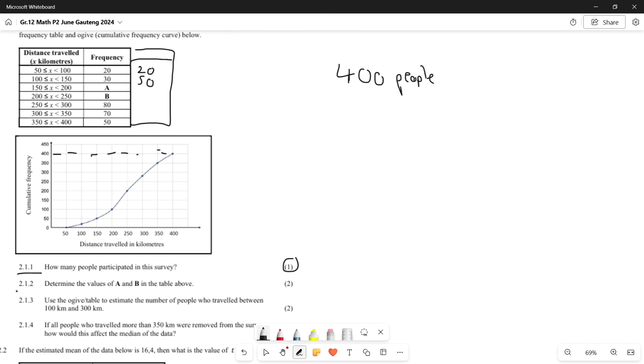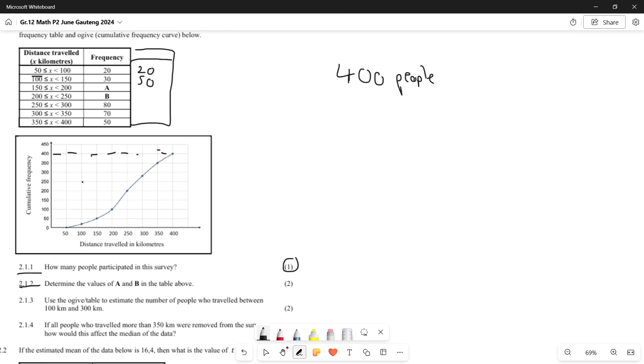And then 2.1.2 says determine the values of A and B in the table above. So what we can do here is map the information on the graph to the information from our table. One thing for Ogives is that when we're plotting it, if we were to do this in another test, we'd plot the anchor point, the lowest boundary point, at 0, just like they've done here. So 50 and 0 will be our first value.